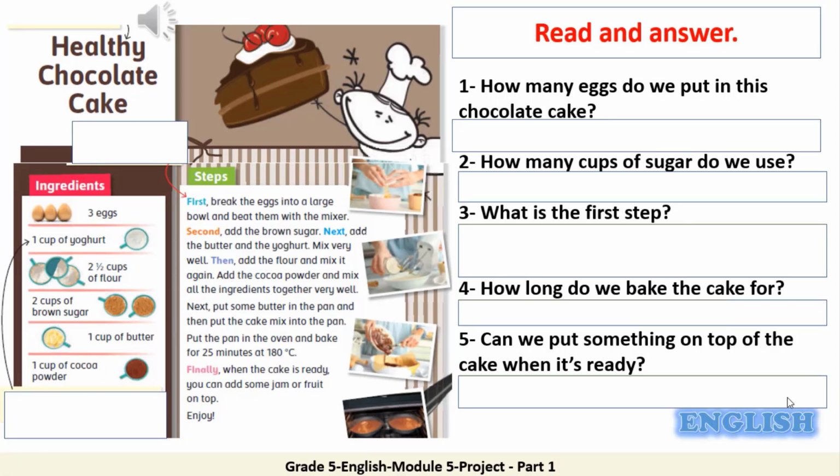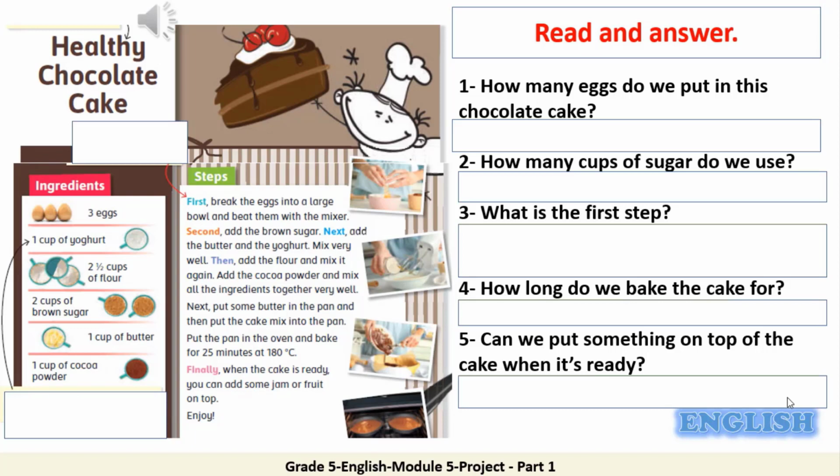Dear students, open your student's book page 61. Here you are going to read this recipe to answer 5 questions. Let's read them. Number 1. How many eggs do we put in this chocolate cake? Number 2. How many cups of sugar do we use? Number 3. What is the first step? Number 4. How long do we bake the cake for? Number 5. Can we put something on top of the cake when it's ready?